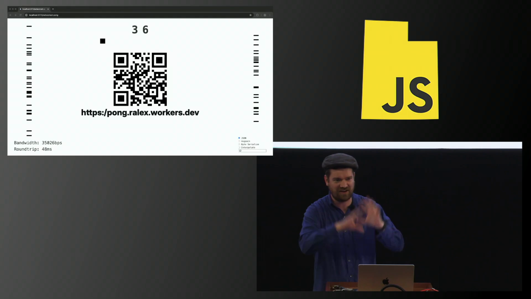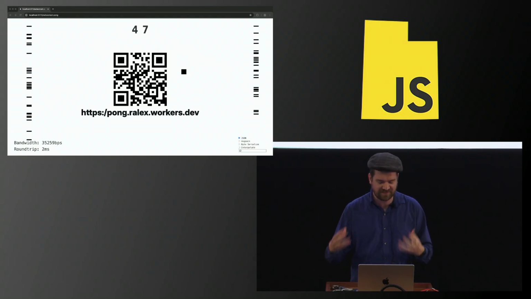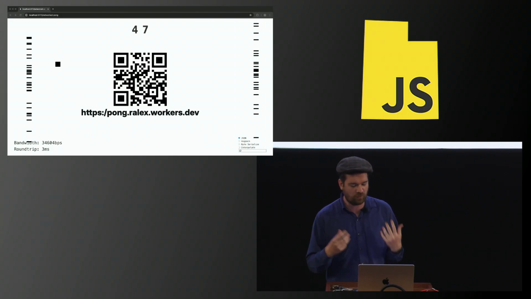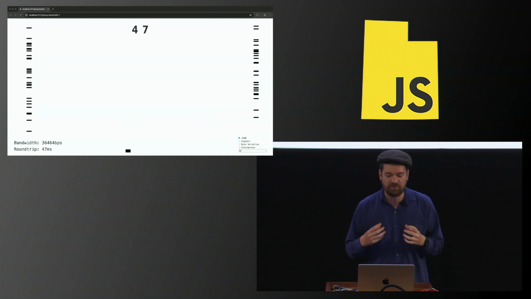We want it to feel fast on everybody's devices. And the ball should be in the same place at the same time for every player. So the trick is synchronizing each player while accounting for bandwidth and latency, okay? So we're going to start with bandwidth.